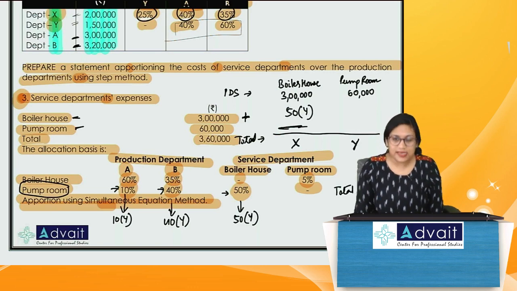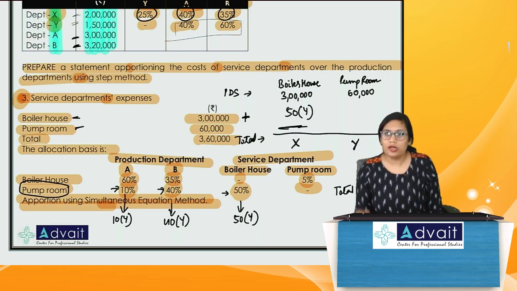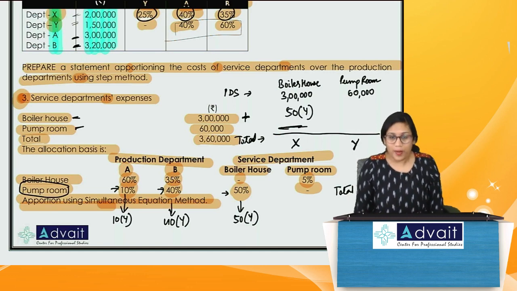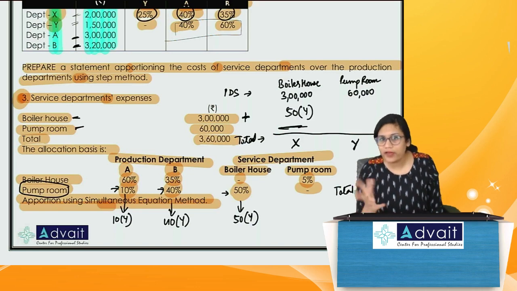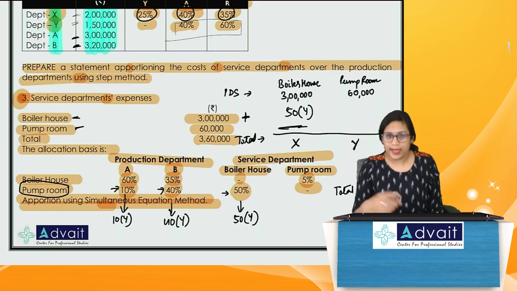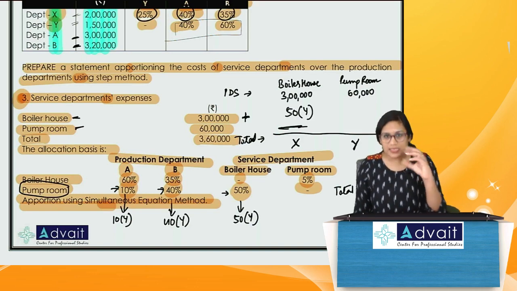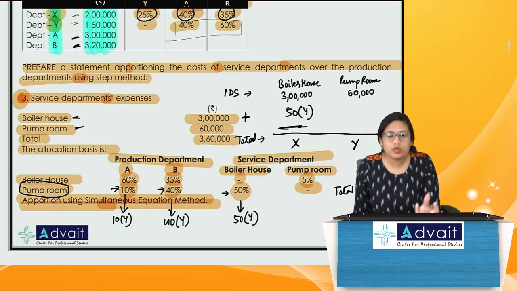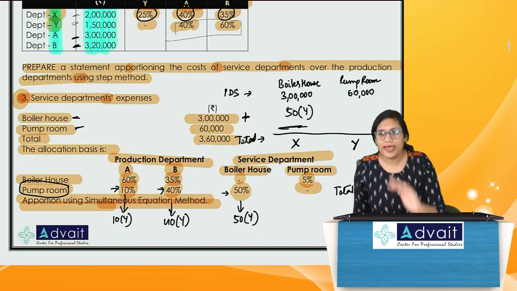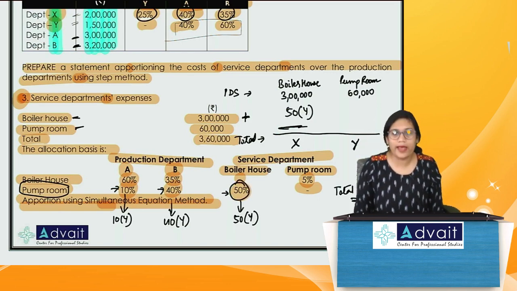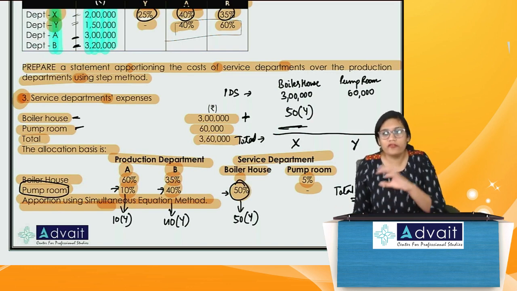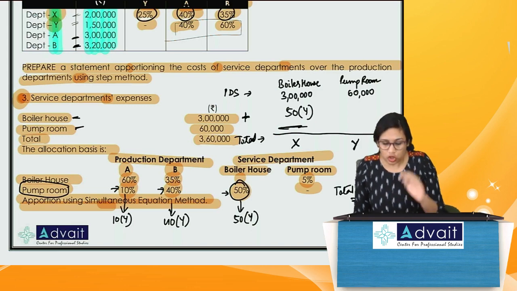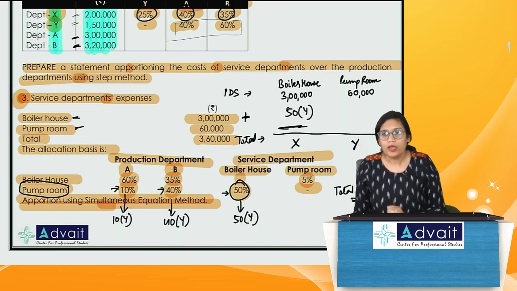Why did I take X as the total? Because 3 lakh was given to me. But boiler house was supposed to receive something from pump room. That's something we didn't know. That's why I left it missing. That's why I took the total of boiler house to be X. So that something that boiler house will receive from pump room, can I say it is 50% of Y? Because Y also I don't have. But I know that pump room will give 50% of its total to boiler house. So can I say this is 50% of Y?